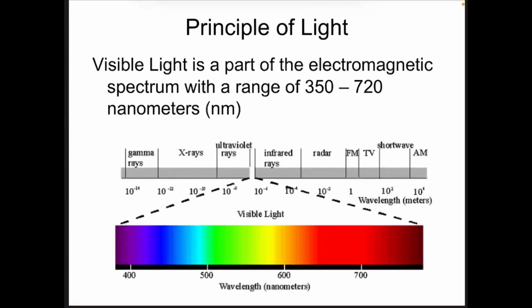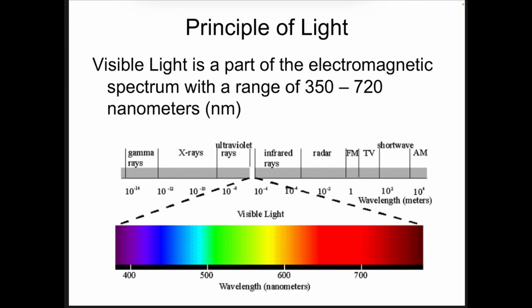So, let's review a little bit. Now, in the principle of light, visible light is part of the electromagnetic spectrum with a range of 350 to 720 nanometers. As you can see in the diagram, we have the gamma rays, X-rays, and ultraviolet rays. Those are below the visible light. Above the visible light, we have the infrared rays, radar, FM, TV, shortwave, and AM.